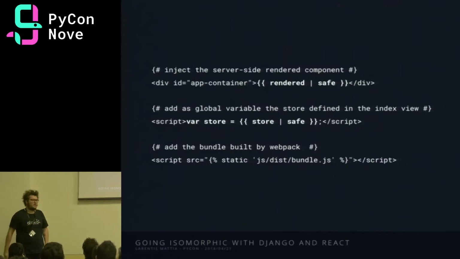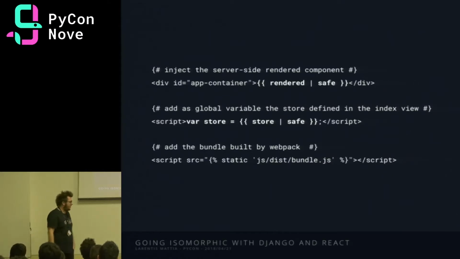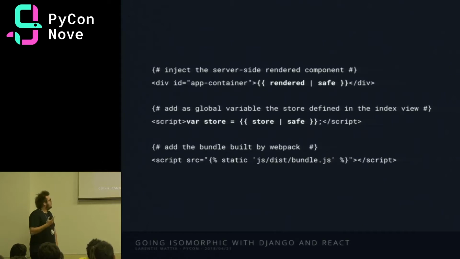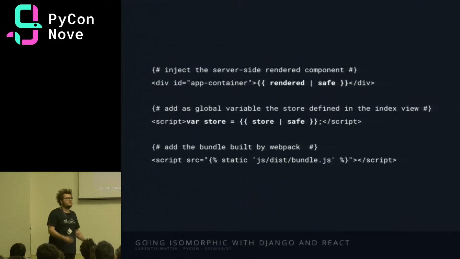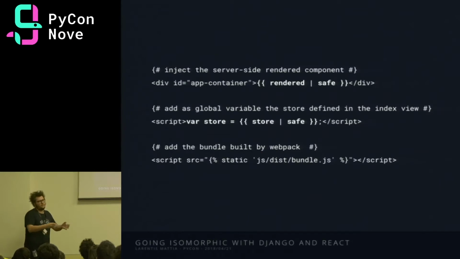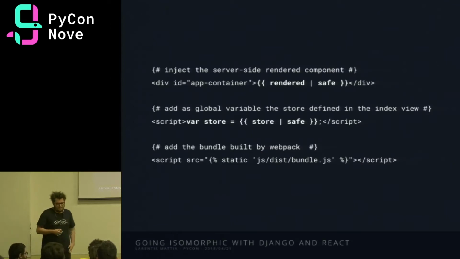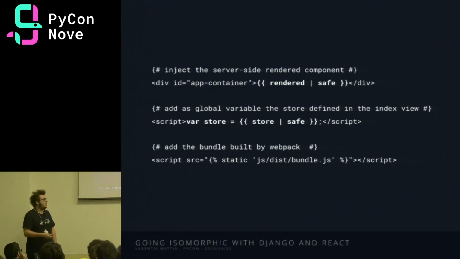This is index HTML, and this is the example. So in the app container, you inject the HTML from Node in this place. Store is a global variable in JavaScript that you can initialize to allow React in the browser to know the last state rendered by Node, in order to start from the same point to interact with. And the last line is to download React, download your code, and so on.